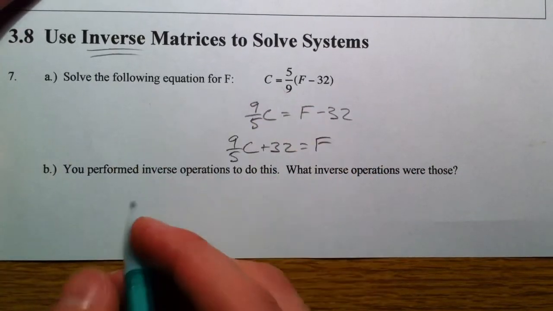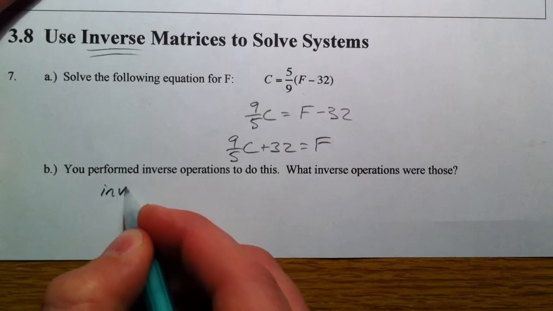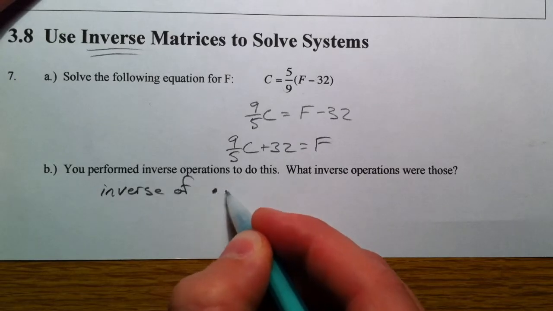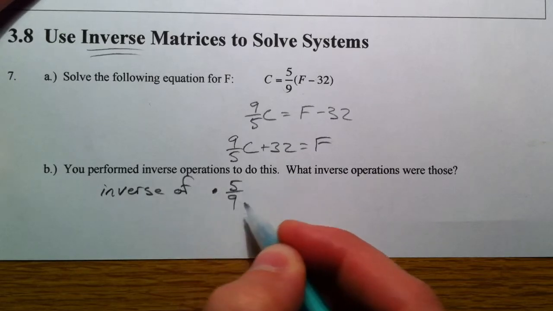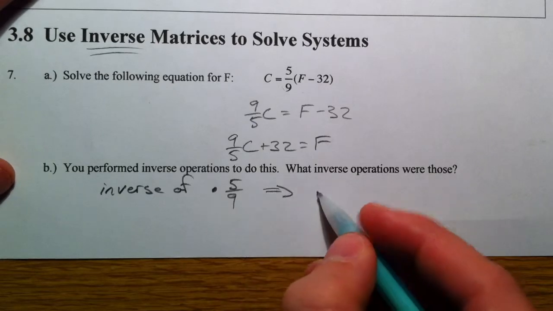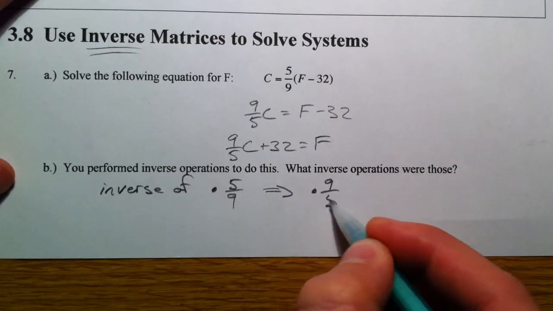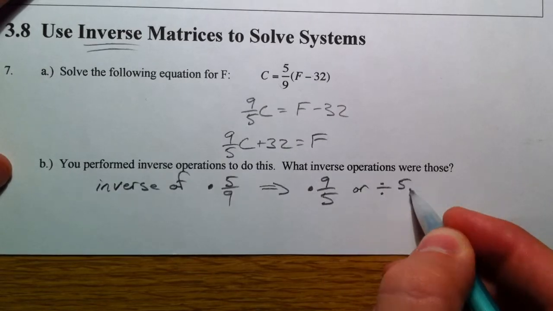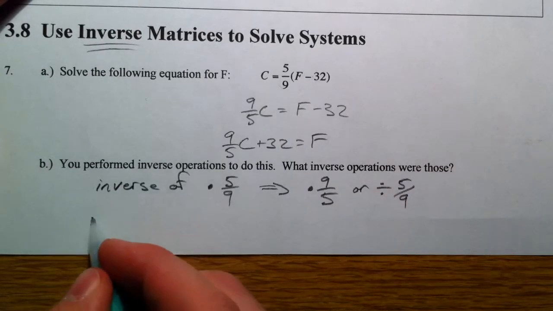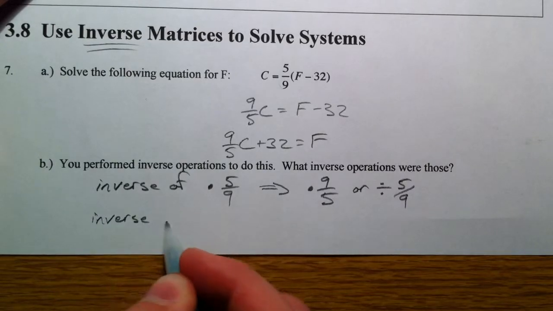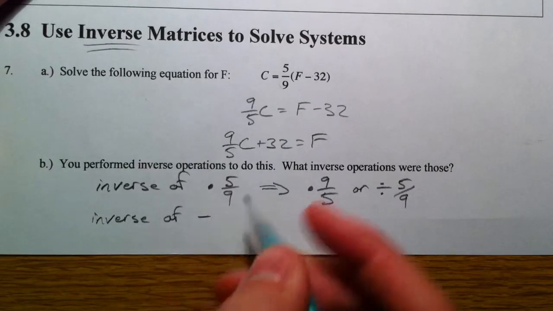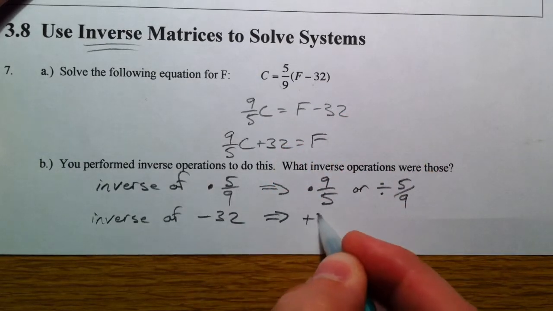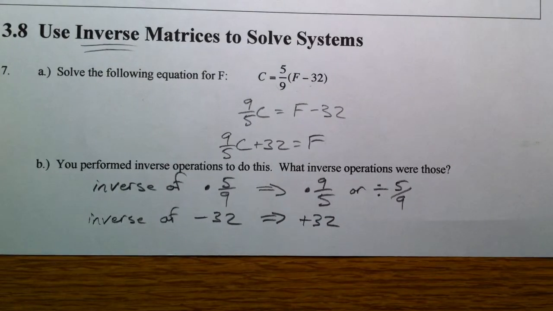So what are inverse operations? The inverse of multiplying by 5/9 was multiplying by 9/5. Or, in other words, you could also divide by 5/9. That's the same thing. The inverse of that subtracted 32 was an added 32. Things that undo each other.